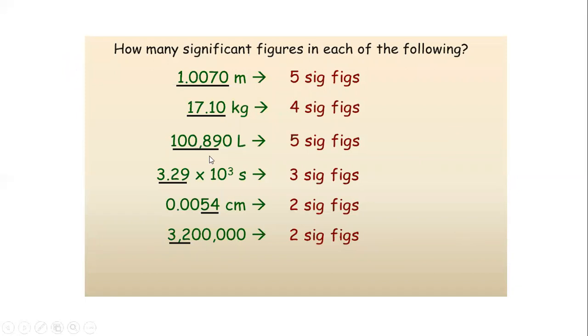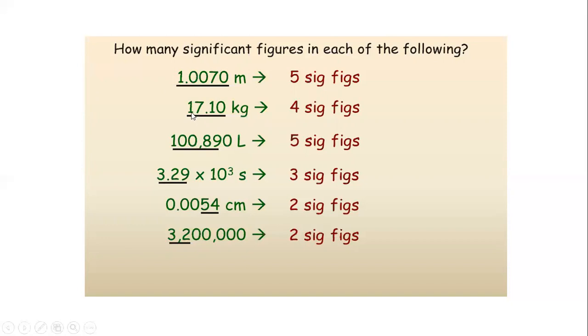Some more examples. 1.0070. Zeros located between the non-zero digits are counted, so this term has 1, 2, 3, 4, 5: five significant figures. And why can't we count this last zero? Because before the decimal point we have a non-zero digit, so we should also count this zero as well. 1, 2, 3, 4, 5.